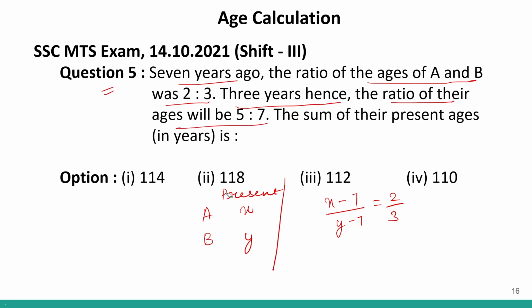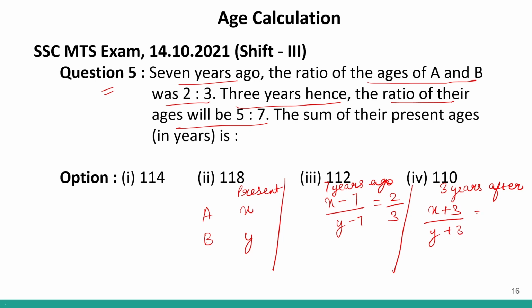So this is their present age. This is their age 7 years ago. And now 3 years after, that means x plus 3 and y plus 3, the ratio will be 5/7. Clear? So I get this equation and this equation. Both the equations will have variables x and y. Can I solve them to find the value of x and y?